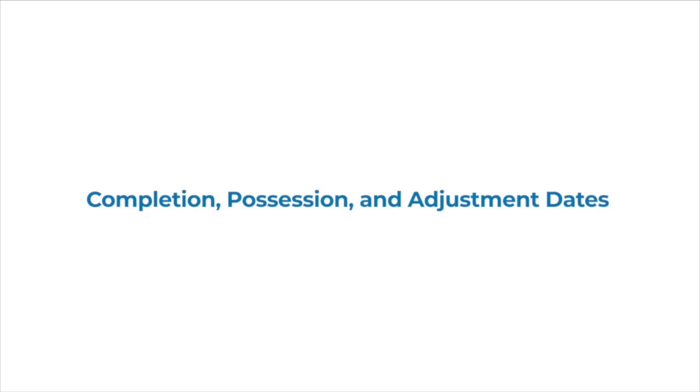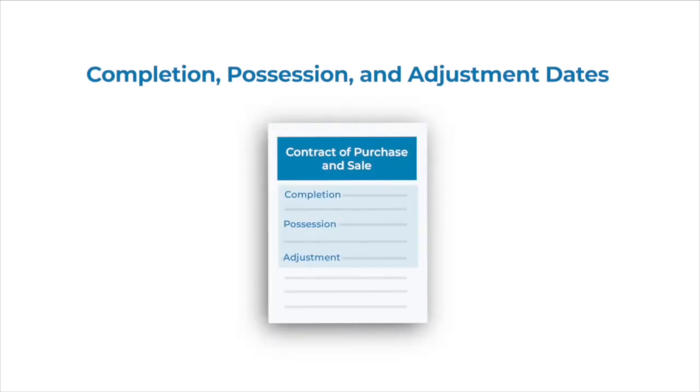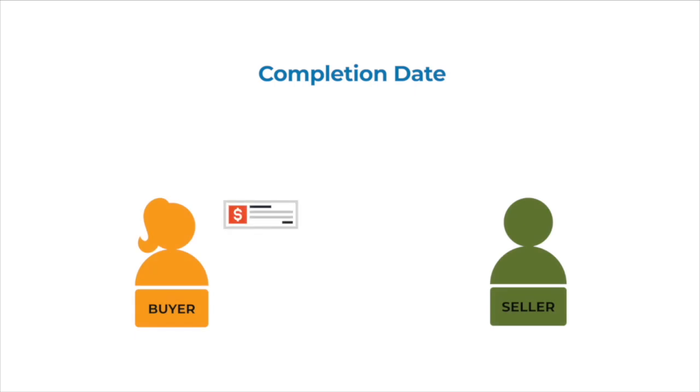Completion, possession, and adjustment dates. These sections set out the timeline for the transaction. The key dates include the completion, possession, and adjustment dates, which are agreed to by the buyer and the seller when they enter into the contract of purchase and sale residential. Completion date. The completion date is the date when the buyer's money is paid to the seller and the ownership of the property transfers to the buyer.